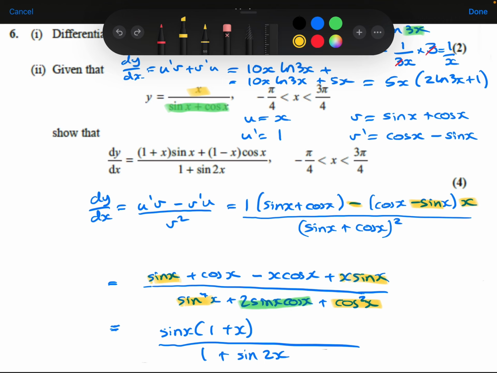Now to look at the cos terms. I've got a cos x here and a minus cos x there. So again, if I factorise out the cos, I'm going to get a cos x, and then I've got the 1 minus x. The cos x times the 1 is the cos x, and the cos x times the minus x is the minus x cos x. So that is it in its simplest form, I think, and you can see that that does match up with what we were asked to show.